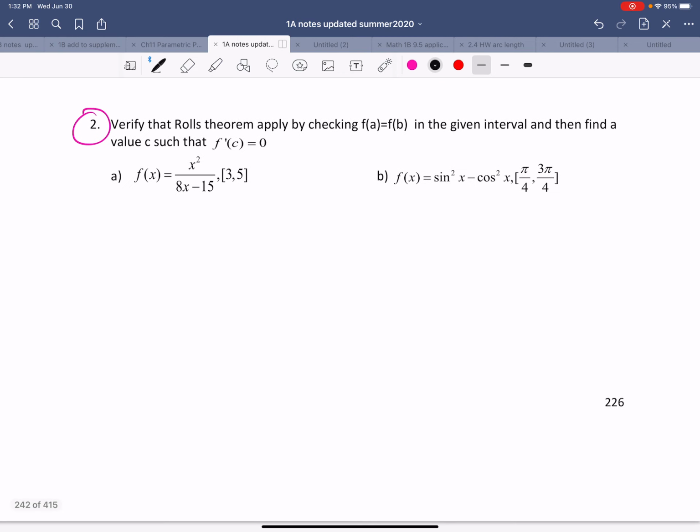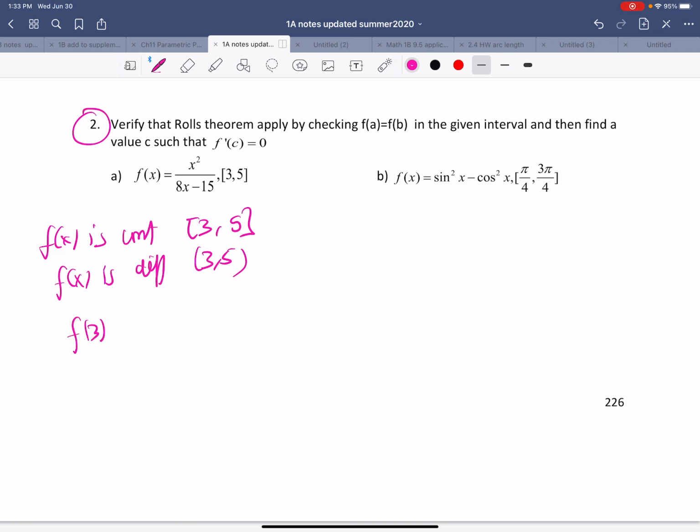Another example: verify that Rolle's theorem applies by checking that f of a is equal to f of b in the given interval. Again, Rolle's theorem only applies if the function f of x is continuous and differentiable in the interval. This function is continuous from 3 to 5. It is not continuous at 15 over 8, but that's not in the interval. F of x is differentiable between 3 and 5. That is correct. Now let's check f of 3. That's 9 over 24 minus 15, which turns out to be 9 over 9, which is 1.